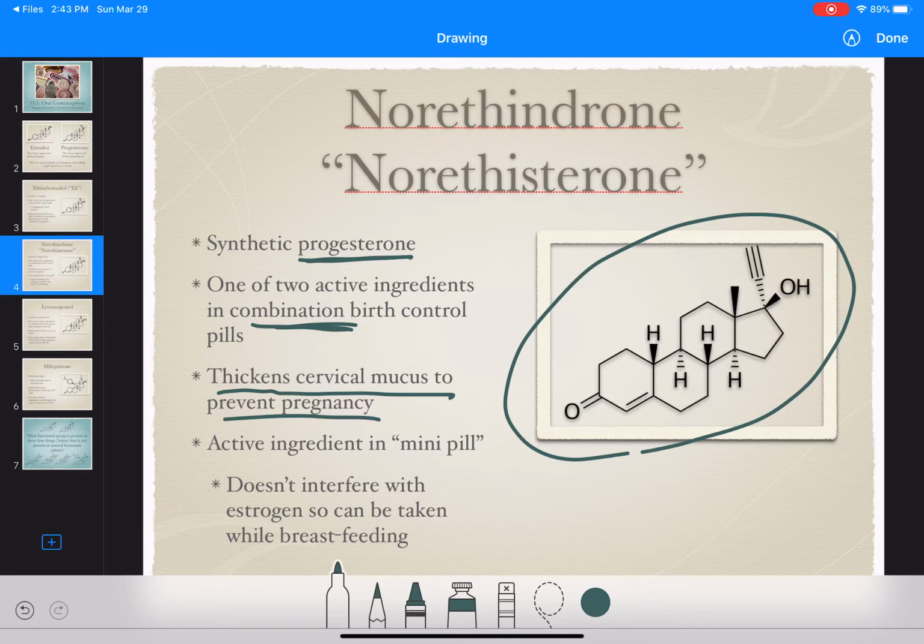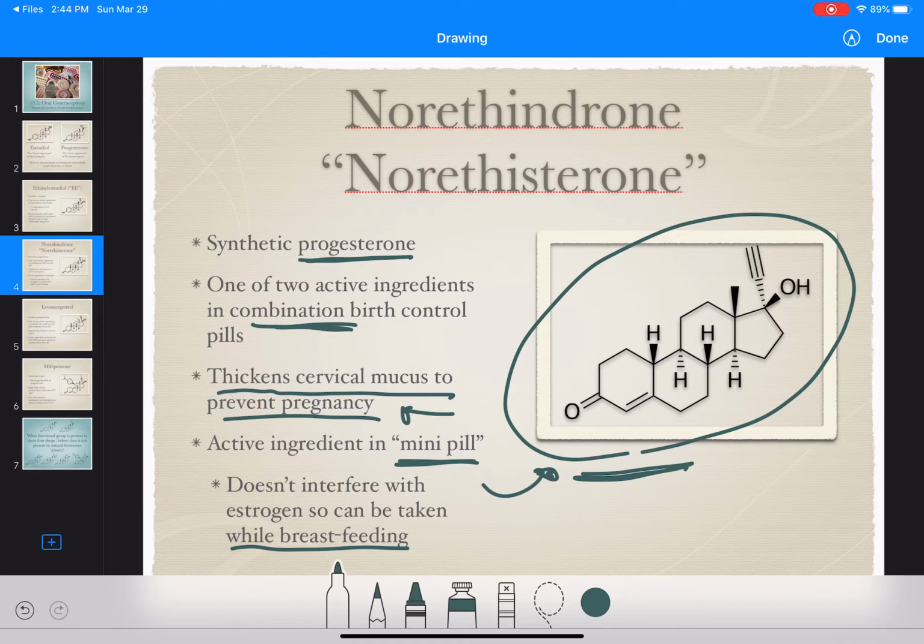If you are taking the mini pill, a mini pill is a single ingredient birth control, and so it's not a combination. This is the active ingredient in a lot of the mini pills. This particular drug does not have any effect on our body's estrogen levels, so it's a good pill for women to take while they are still breastfeeding, because if you mess with a woman's estrogen levels, it can have a negative effect on their ability to produce milk. But if this is your only method of birth control, thickening cervical mucus to prevent pregnancy, it doesn't have as good of a success rate as a combination pill.